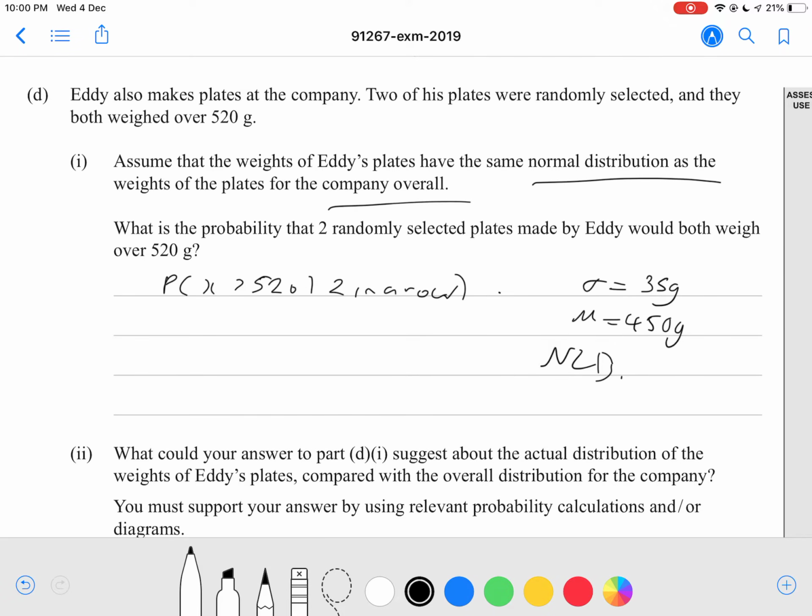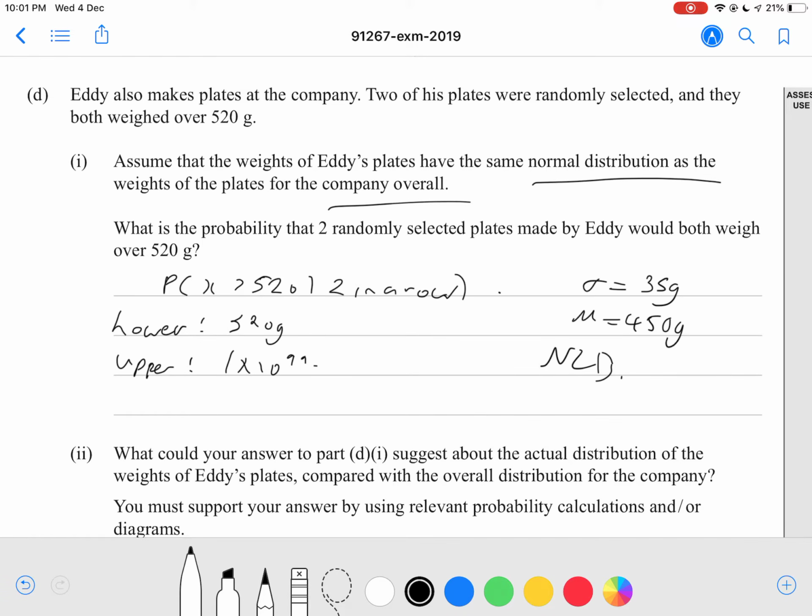So we want to find the plates greater than 520. Our lower value this time will be 520. So the minimum is 520, and we're looking at any plate that is greater than that. So our upper value would be an extremely big number, for example, 1 times 10 to the power of 99. And our standard deviation is 35 and mean 450.